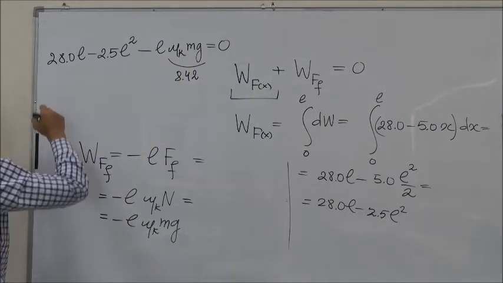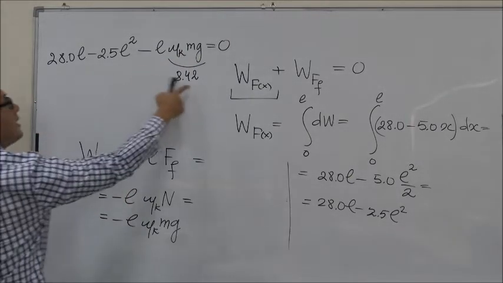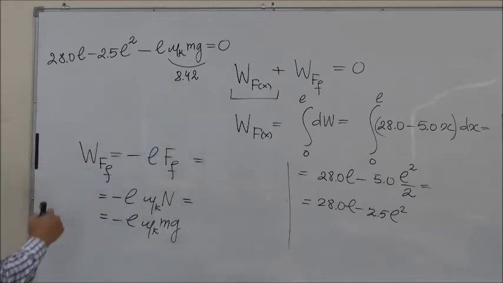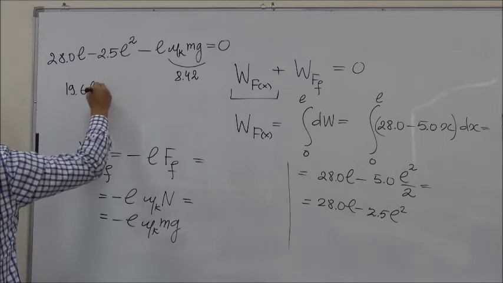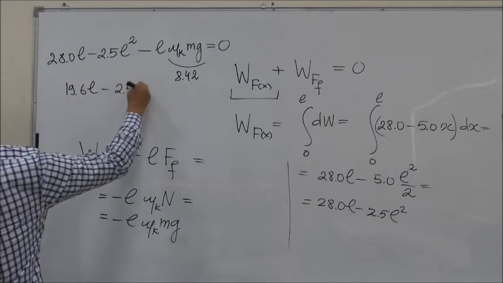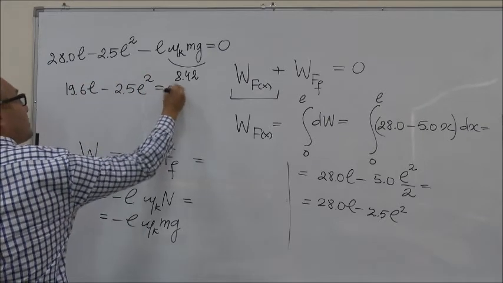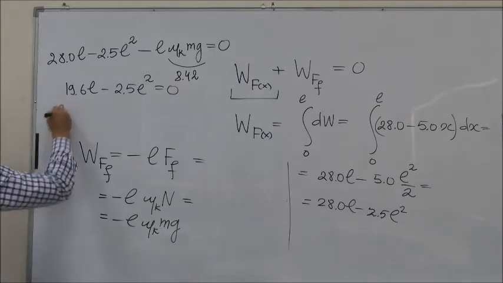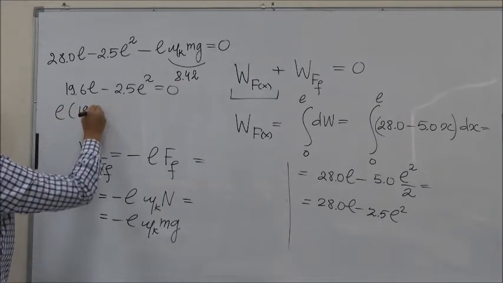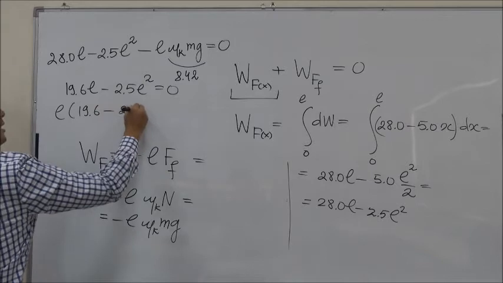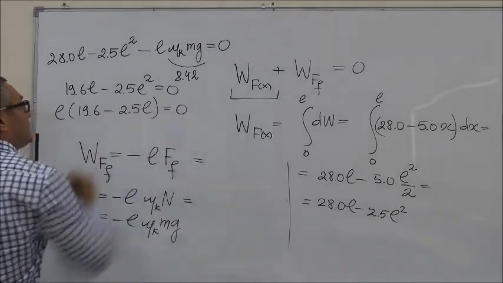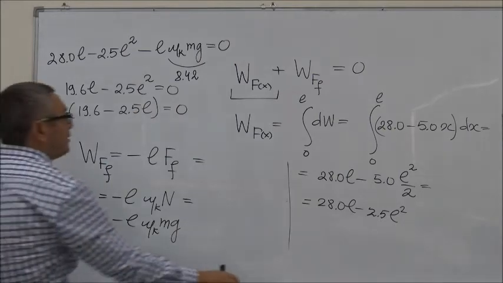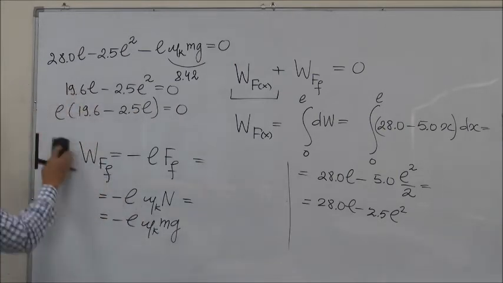So now we have 28L minus 8.42L. So this gives you 19.6L minus 2.5L squared equals 0. So we can take L out, and we have 19.6 minus 2.5L, which is 0. And as you can see, this equation has two solutions.